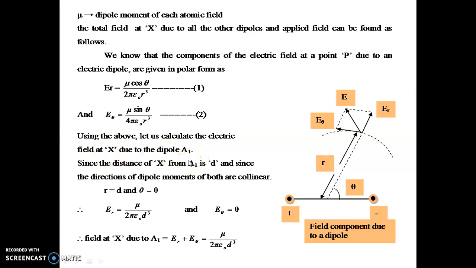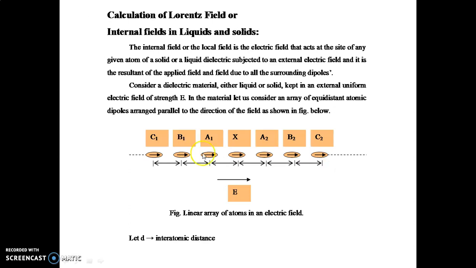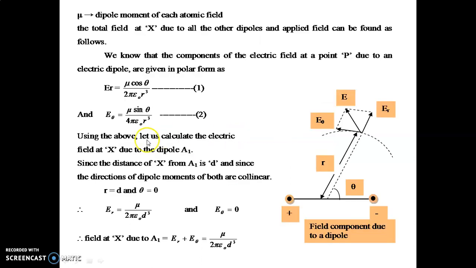Now using the above, let us calculate the electric field at X due to the dipole A1. There is a dipole at the left side, A1. The distance of X from A1 is d, and since the dipole moments of both are along the same line, they are collinear. So r is equal to d.